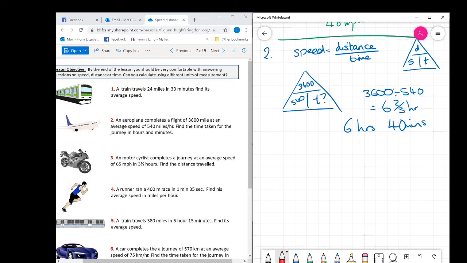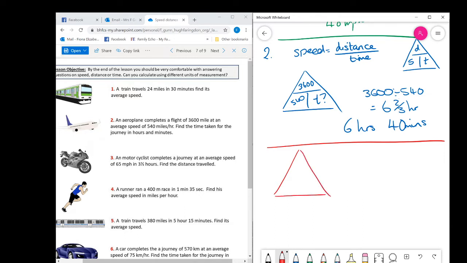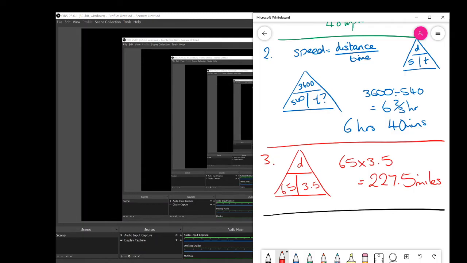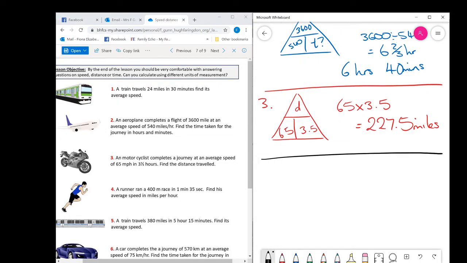Okay, scroll up. Question 3. A motorcyclist completes a journey at an average speed of 65 miles per hour in 3.5 hours. Find the distance. So I want the distance. The speed is 65 and the time is 3.5. You can see they're next to each other, so I just do 65 times 3.5. 65 times 3.5 is 227.5 and the unit miles. So that was question 3. Really did not want to do that. There you go. Right, question 4 then.